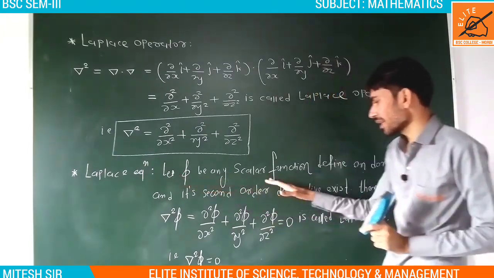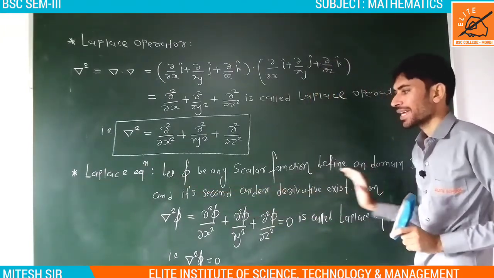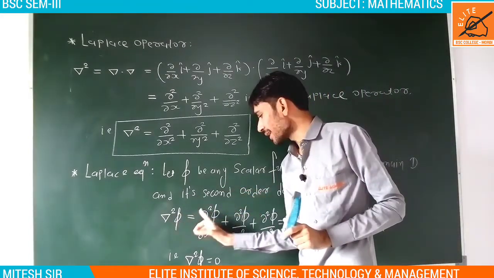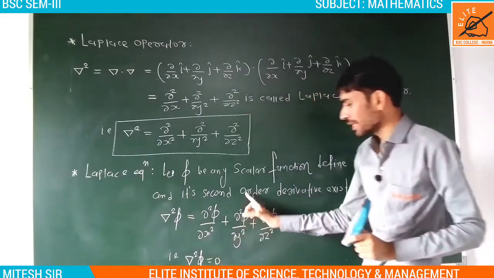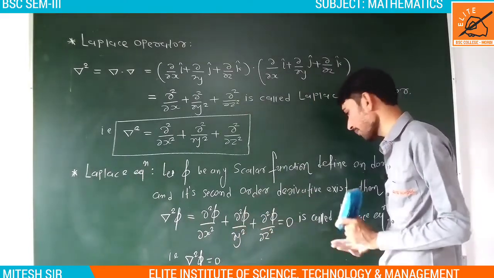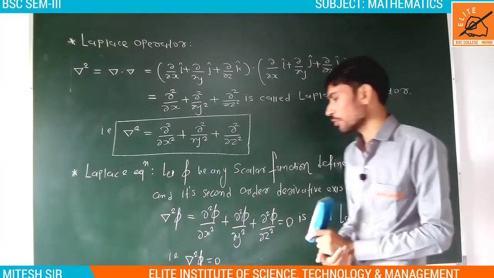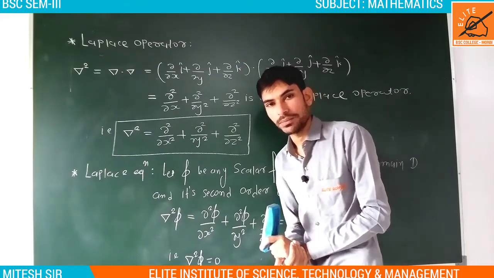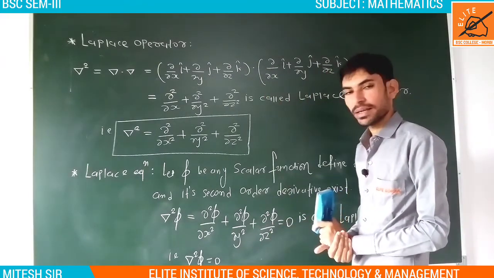Let phi be a scalar function defined on domain D, and its second order derivative exists. Then nabla square phi means del square phi by del x square plus del square phi by del y square plus del square phi by del z square is equal to 0, which is called the Laplace equation. So in short, keep in your mind nabla square phi is equal to 0 is called the Laplace equation. Now we see its related examples.